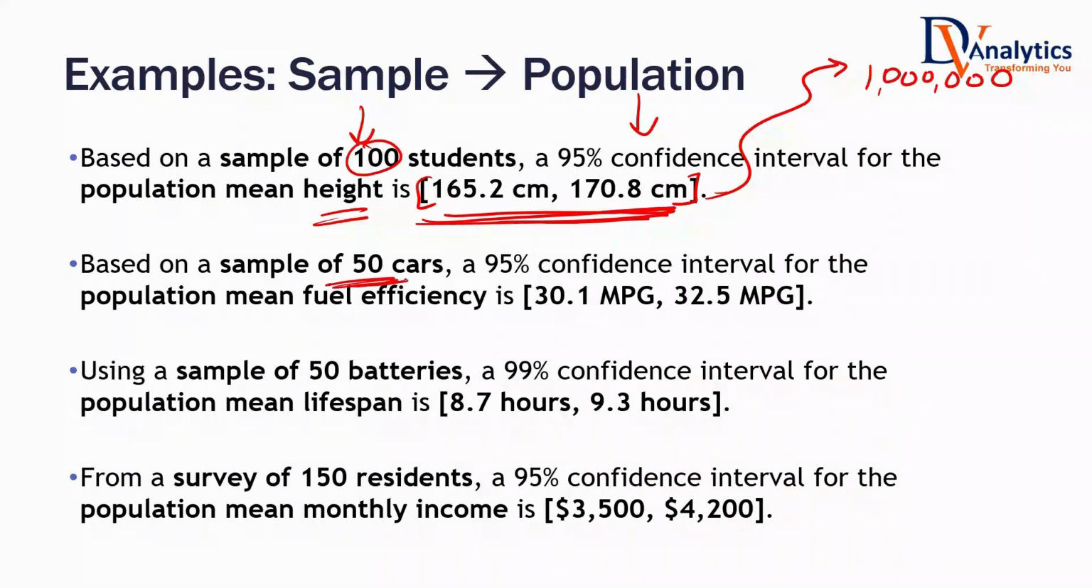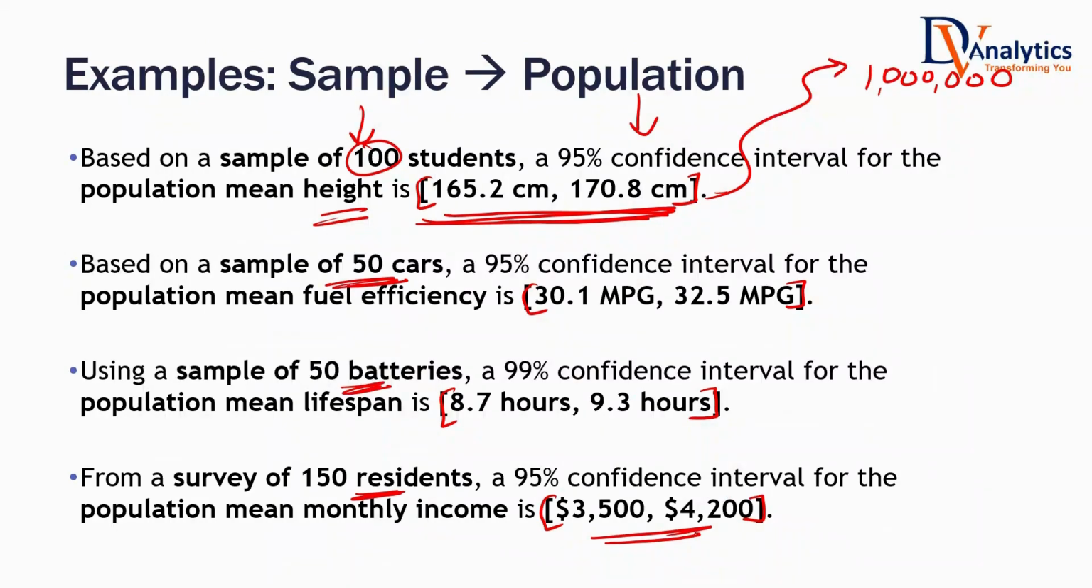Based on a sample of 50 cars, I can tell you with 95% confidence the mileage is always lying between 30.1 and 32.5. Using a sample of 50 batteries, the 99% confidence interval is 8.7 hours to 9.3 hours. Based on a survey of 150 residents, the 95% confidence interval is the income range that people are lying in.